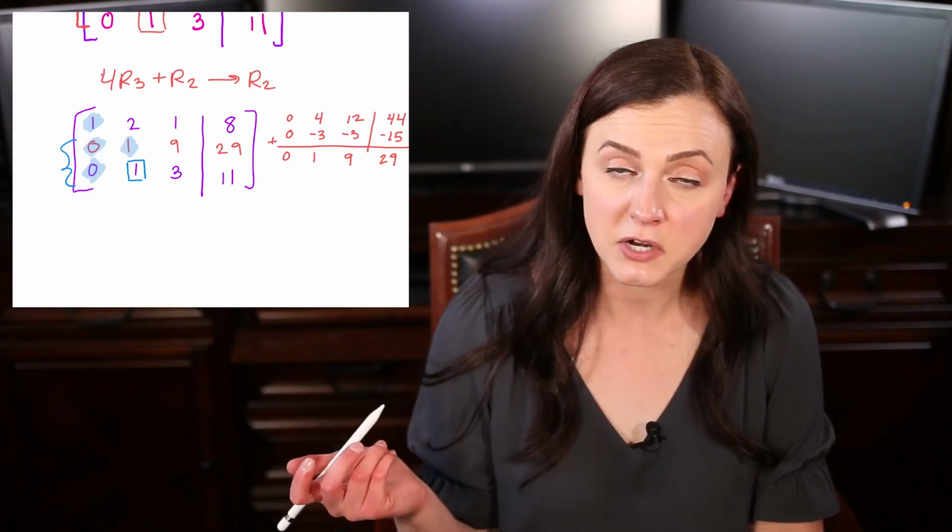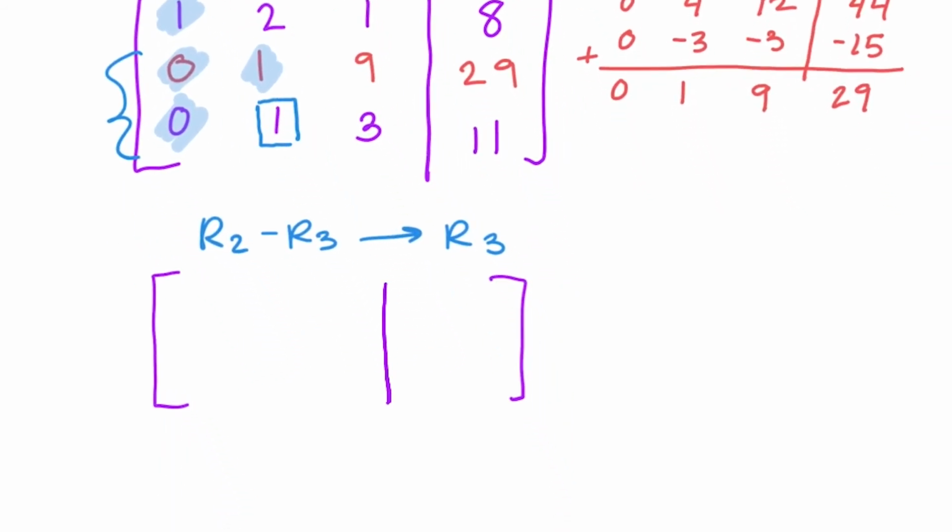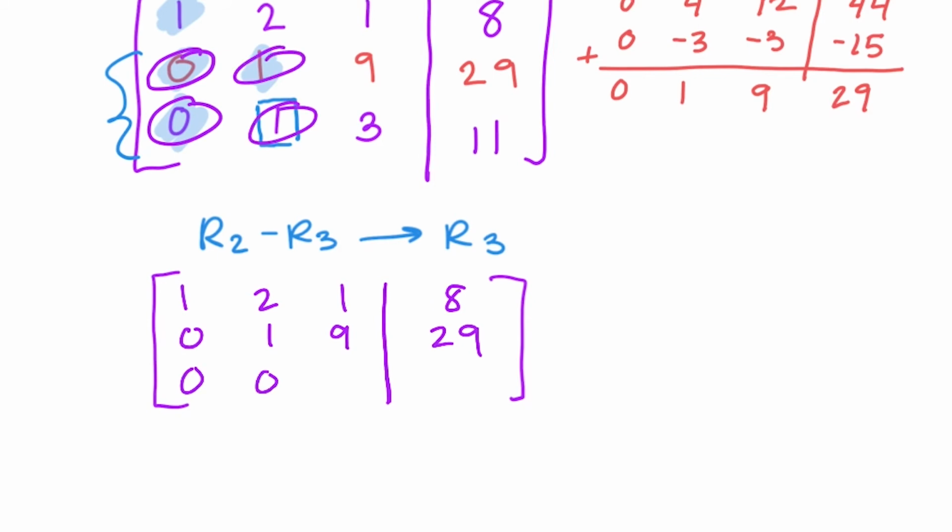But how about we just do some subtraction here? 1 minus 1 is 0. So I'll just do row 2 minus row 3 to change row 3. So row 1, row 2, not changing. So row 1 is 1, 2, 1, 8. Row 2 is 0, 1, 9, 29. And so if we do this math here, we'll have 0 minus 0, which is 0. 1 minus 1, which is 0. 9 minus 3 is 6. 29 minus 11 is 18.